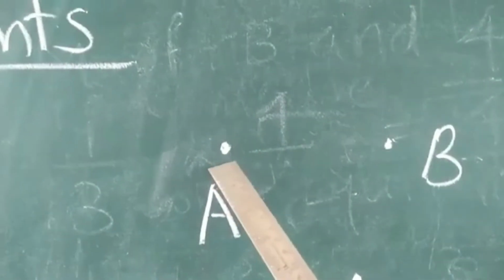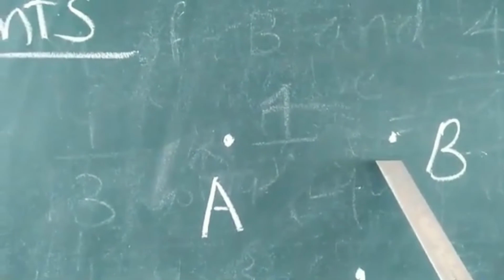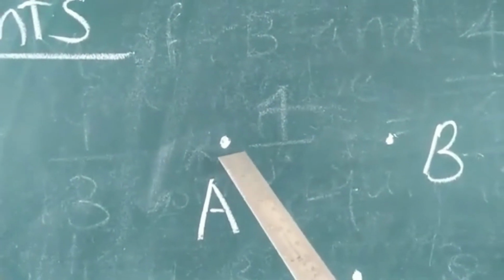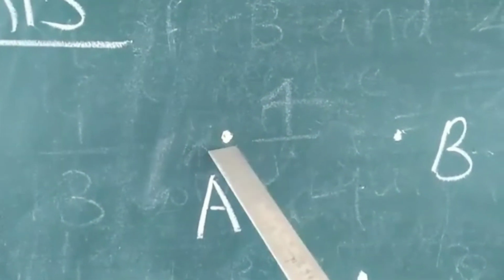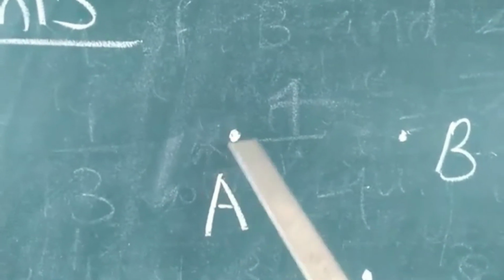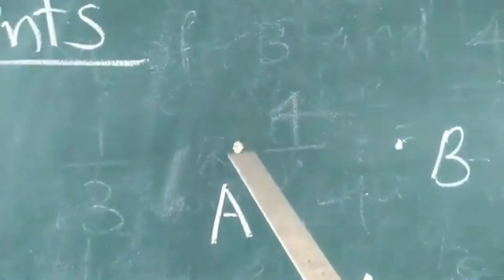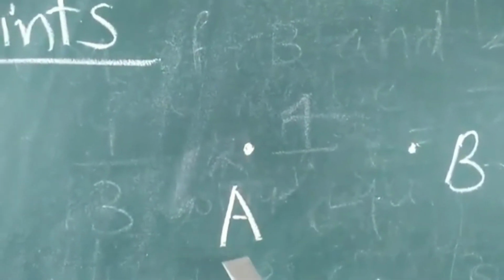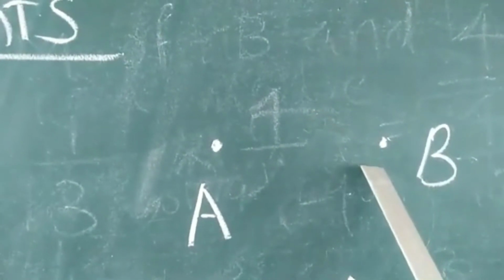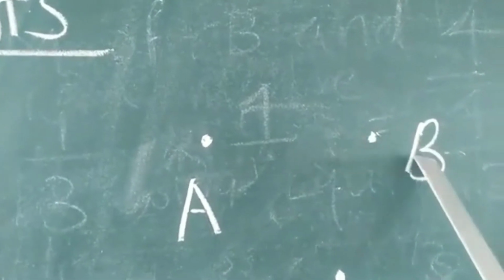Here I mark 2 points by sticking a chalk piece on the board. So this is a point. This we read as point A. That means the name of this point is A. Here I use point B.